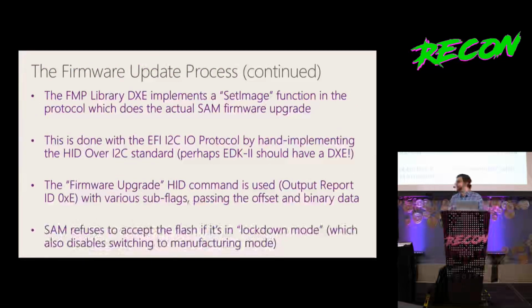So if you have secure boot turned on, you won't be able to cause EFI to upgrade this in any other way. Now, the upgrader has a function called setImage, which actually does the SAM firmware upgrade. And even though the catalog file was signed and the capsule was signed, there's another signature in the firmware itself. So the file is basically double signed.